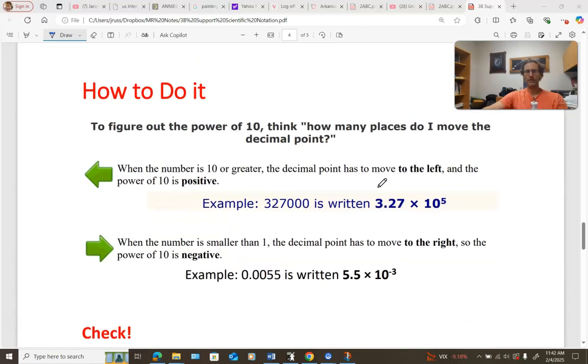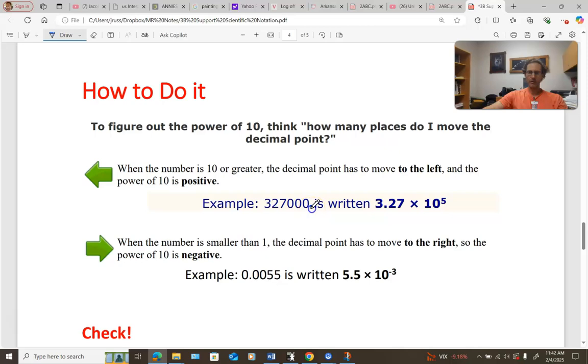Alright, so how to do it? Well, we've already talked about this somewhat, but this will formalize it. Okay, so to figure out the power of 10, think about how many places do I move the decimal point. So for example, let's say we have this number, 327,000. Now we want to write it in scientific notation. Well, the decimal point is understood to be at the very end, because it's not written in here.